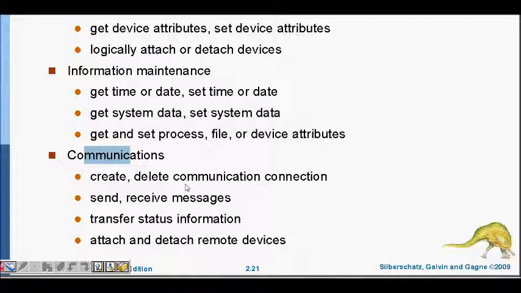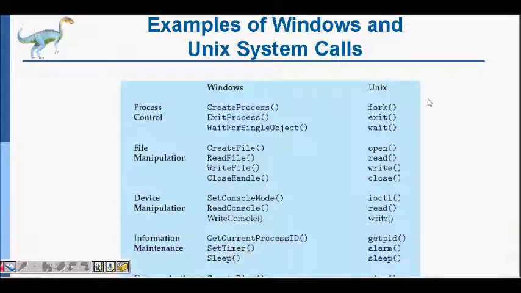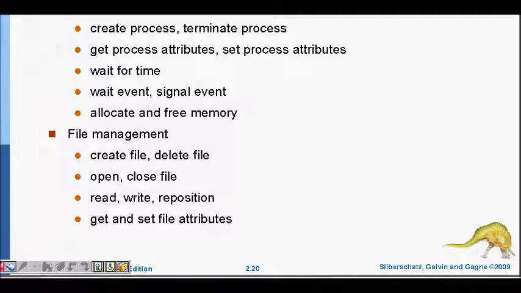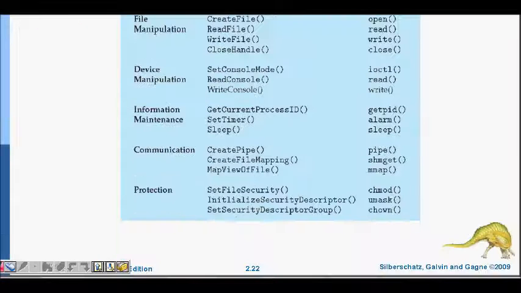Then finally communication, where you communicate among different processes. So send and receive messages are there, shared memory is also there, attaching and detaching remote devices. So we saw a lot of things about system calls. Basically system calls are the functions provided by the kernel which you can call to do different work on the computer. Whatever hardware is in your computer, you can do process management, information management, communication, device management, file system management, all these using system calls.